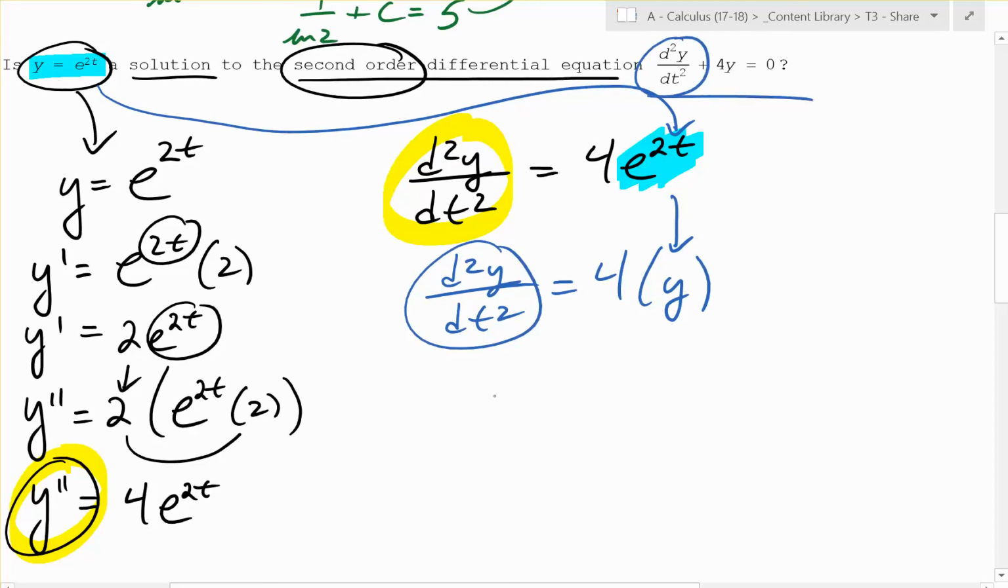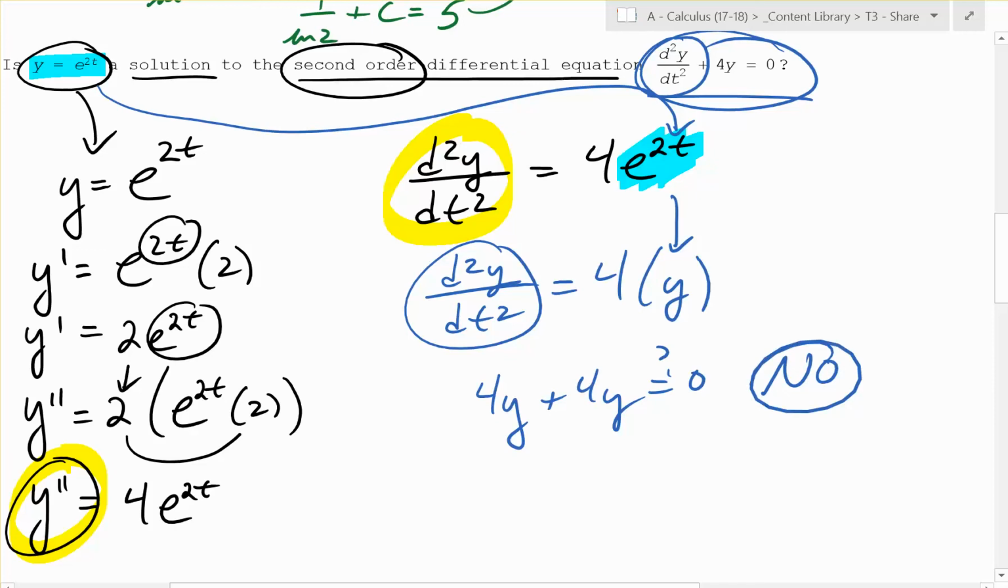So is this statement true? Well, does 4y, let's plug it in there, plus 4y equal 0? No, it doesn't. This would have to be negative for it to work. So it is not a solution. There'd have to be a negative in there.